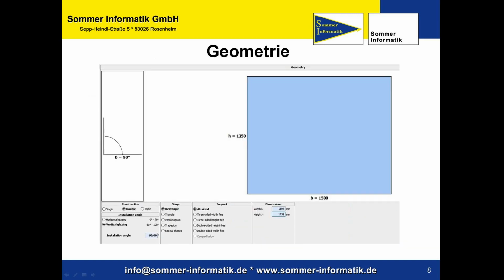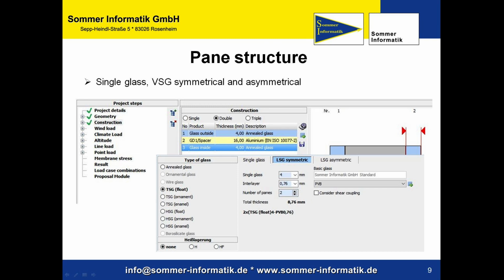Geometry is as usual, you have the option of entering single, double and triple glazing with the normal geometric dimensions, the corresponding positions, horizontal and vertical, and correspondingly also the mounting. Here the 16612 does not differ from the GlasGlobal 18008. To the pane construction, we have the same module. We can calculate single glazing, symmetrical laminated safety glass or asymmetrical laminated safety glass.